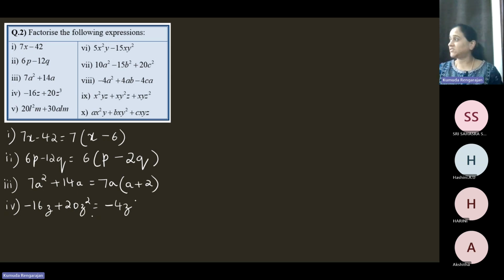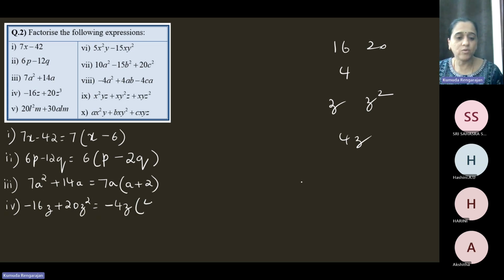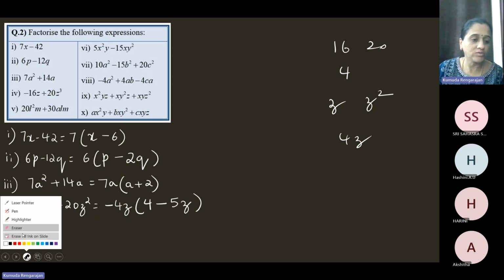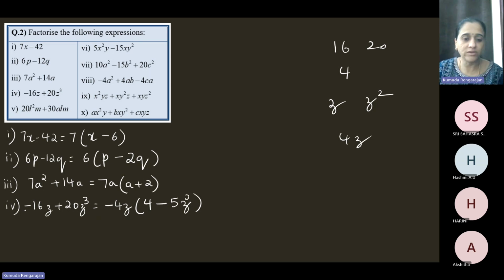The HCF of 16 and 20 is 4. And the HCF of z and z cubed is the least power, z power 1. So 4z is the HCF. Minus 4z into 4 is minus 16z. Now minus into minus is plus, 4 fives are 20. Oh, that's z cubed, sorry, I wrote it as z square. Okay, z cubed, then it will be z square here.